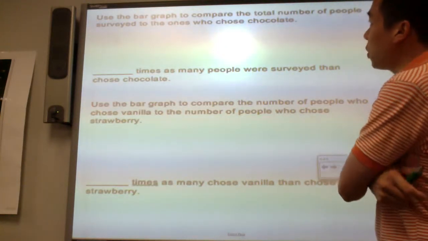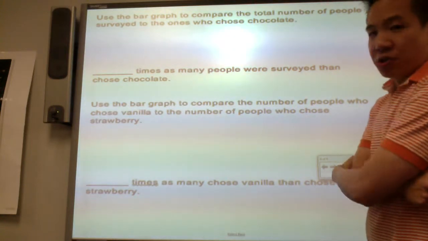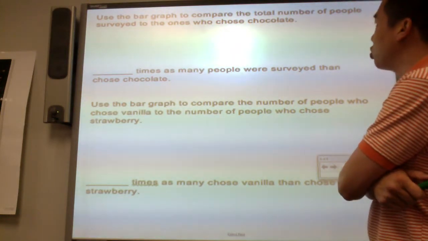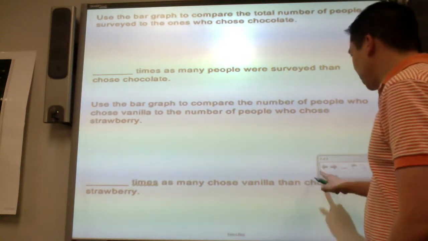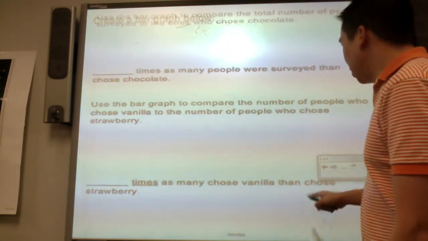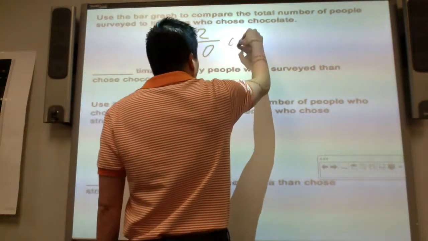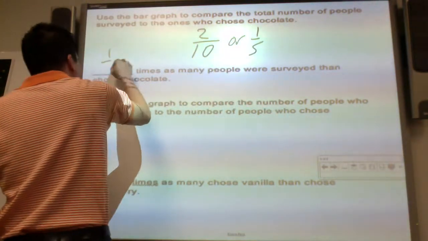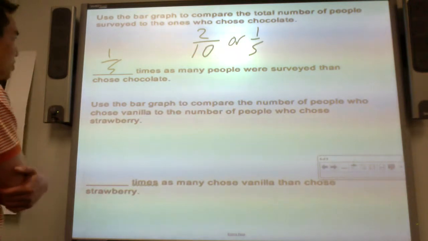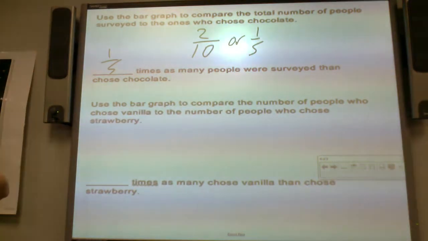All right, so use the bar graph to compare the total number of people surveyed, there are 10 of them, to the ones who chose chocolate. How many people like chocolate in here? 2 people out of 10 people like chocolate, or 1/5. So 2/10 or 1/5 times as many people were surveyed than chose chocolate. So 2/10 or 1/5 chose chocolate.